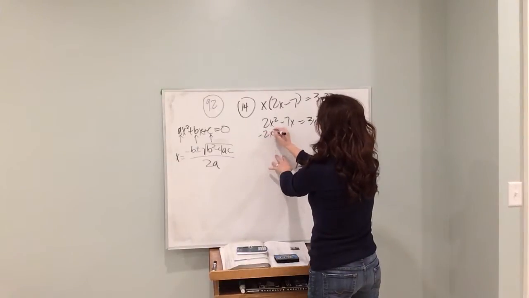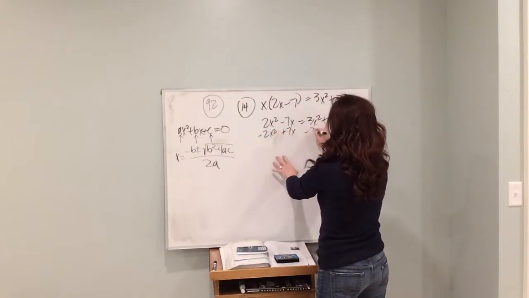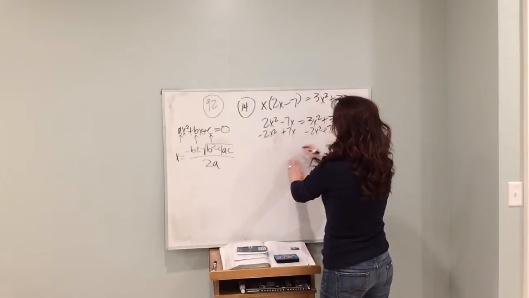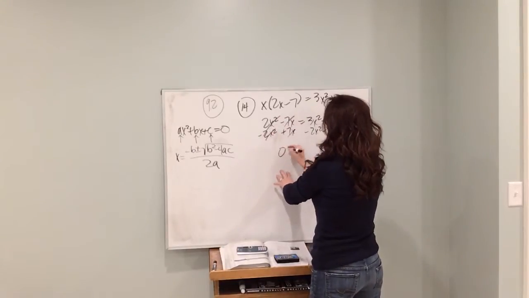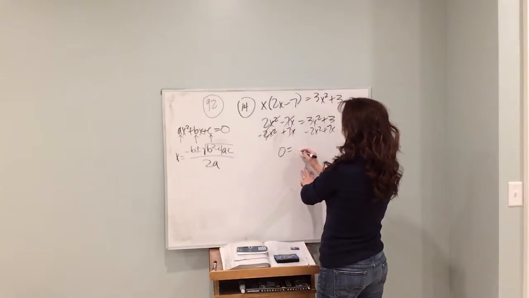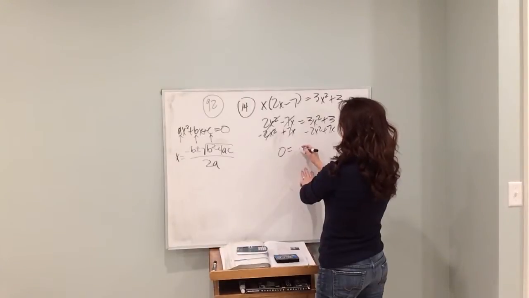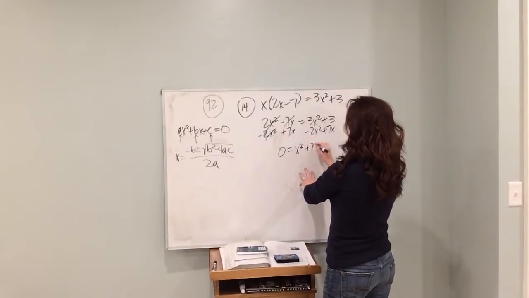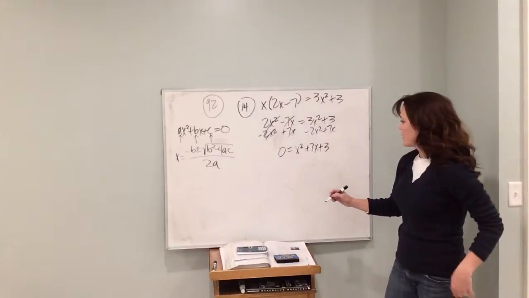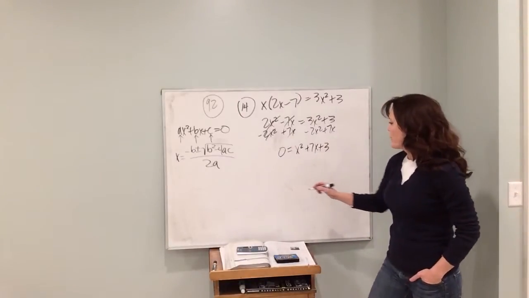Okay, let's subtract 2x squared and add 7x. And that gives us 0 equals x squared plus 7x plus 3. Okay, so this is going to require the quadratic formula.